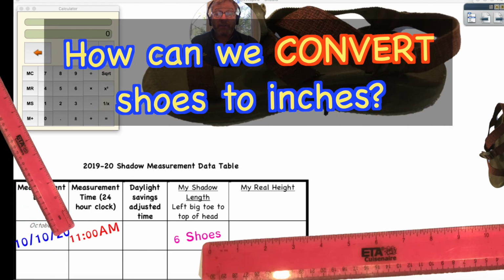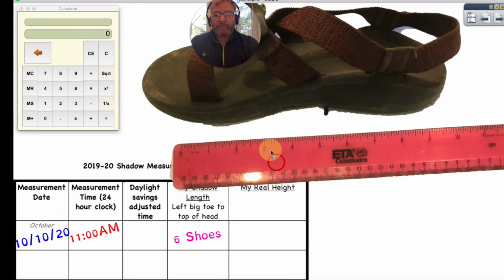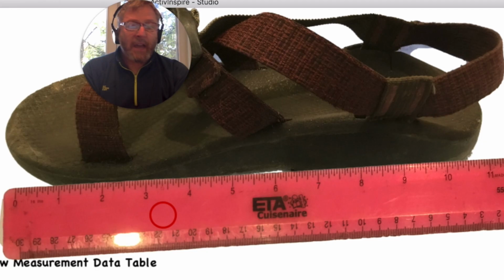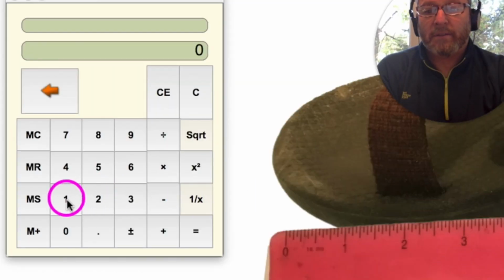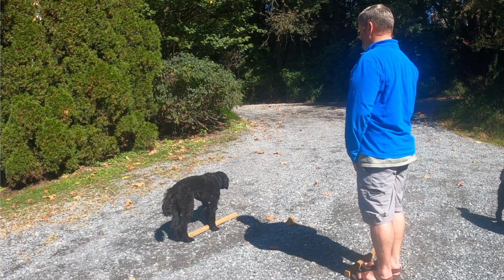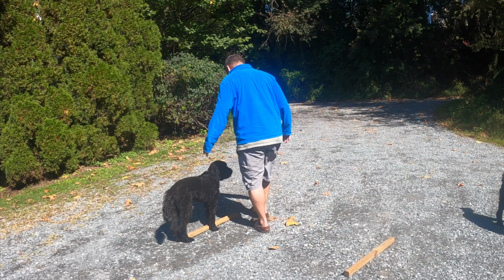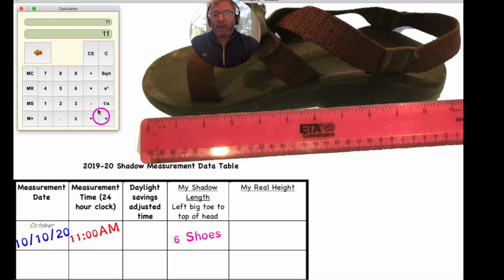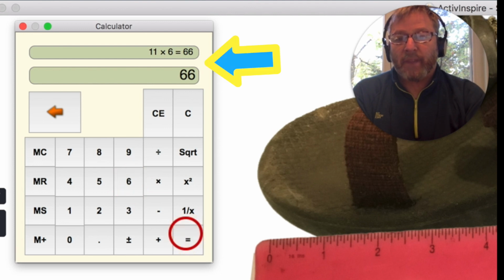To do this, you will need a ruler and you'll need your shoe. I get my ruler and I measure my shoe, and when I measure my shoe, I find that my shoe is 11 inches long. So I have 11. My shadow was 6 shoes long. So 11 times 6 equals 66. My shadow was 66 inches long.